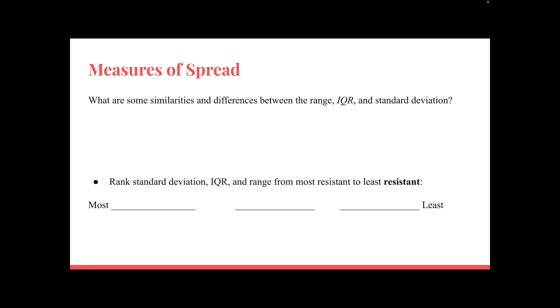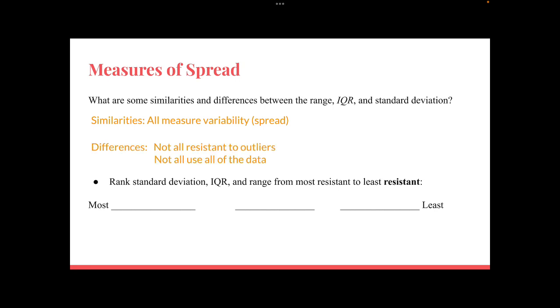What are some similarities and differences between the range, IQR, and standard deviation? Similarity, they all measure variability or spread. Differences, they're not all resistant to the outliers, and they don't all use all of the data. So we're going to rank standard deviation, IQR, and range from most resistant to least resistant. So let's look at that. Most resistant is IQR, which is great. It doesn't even include outliers, so it's resistant to those outliers. So that's our most resistant.